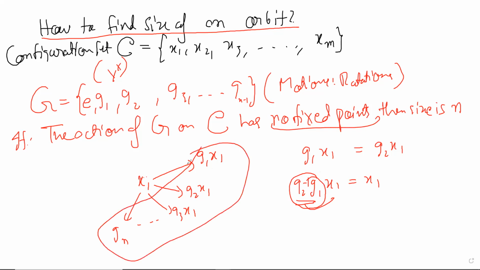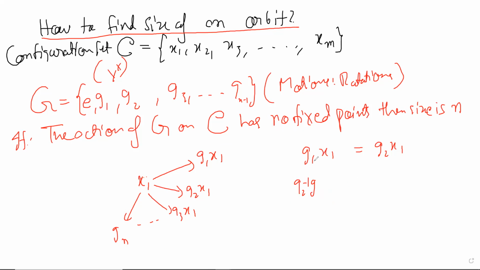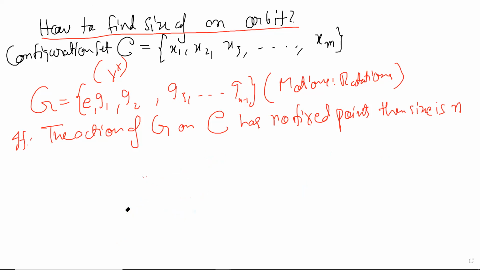This is some theory I'm saying in a very fast way. These things have to be said properly, but I'm just saying it in a loose way. Is this point clear to everyone? Okay, that's good. Essentially, if there are no fixed points, then the size of every orbit is n, and so in total you will have m by n number of orbits.